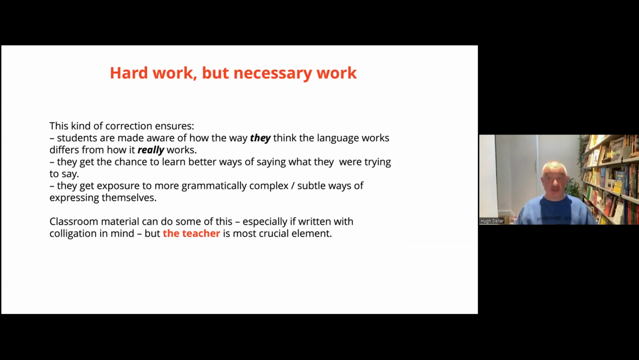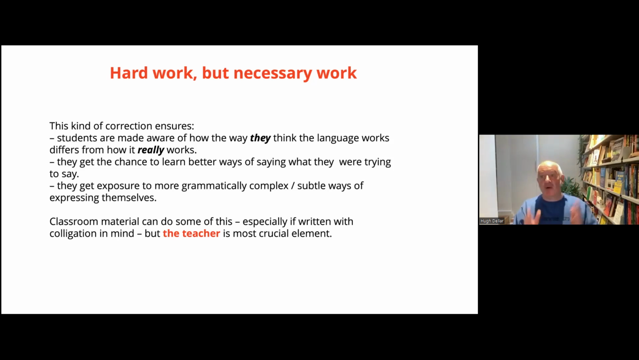But I think it's useful work, it's necessary work, because when you're doing this kind of correction, you're helping students to understand the gap between how they think the language works or how they would like the language to work and how the language really works. It's a kind of noticing exercise in a way. You're giving them the chance to learn better ways of saying what they were trying to say.